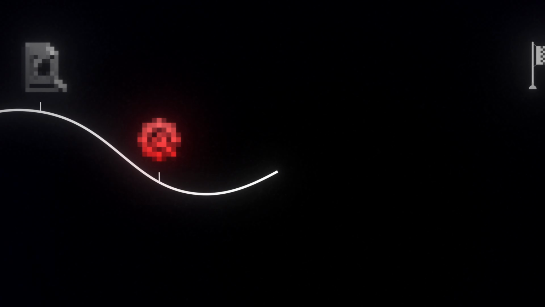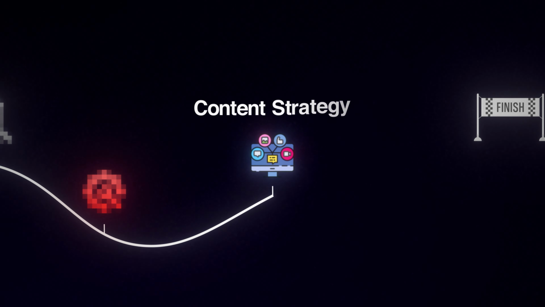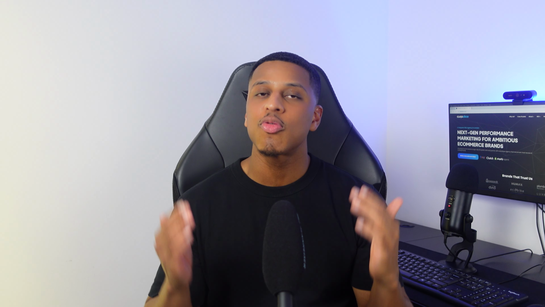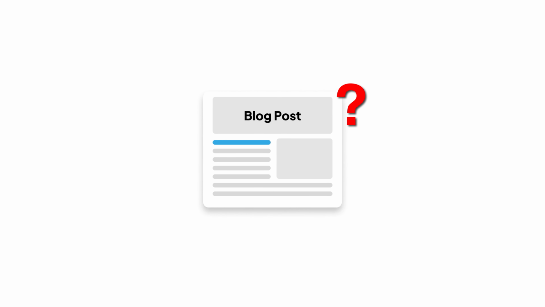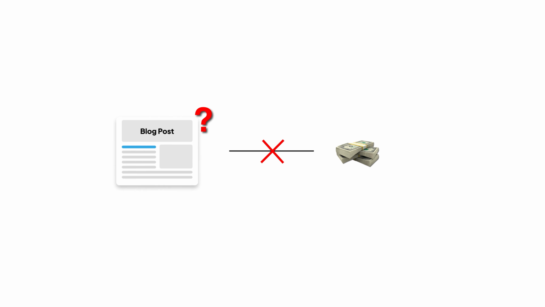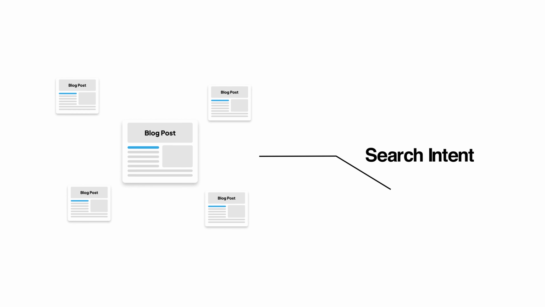Now, let's move on to something that can really move the needle: your content strategy. This is not about pumping out random blog post after blog post. It's about building topical authority around your products and target keywords. Most brands get this completely wrong. They either publish generic blog posts that don't drive any sales, or they simply focus on product descriptions, and some create content that literally doesn't align with search intent.